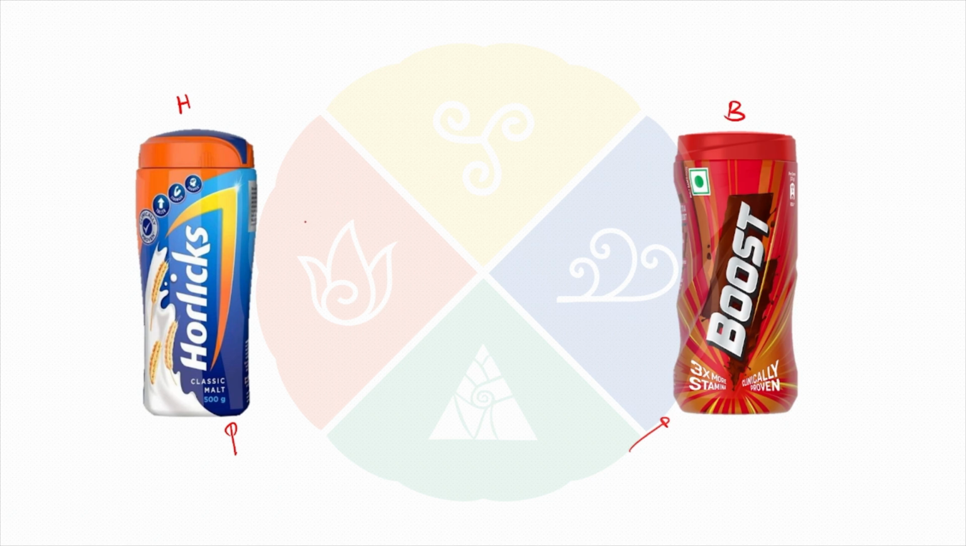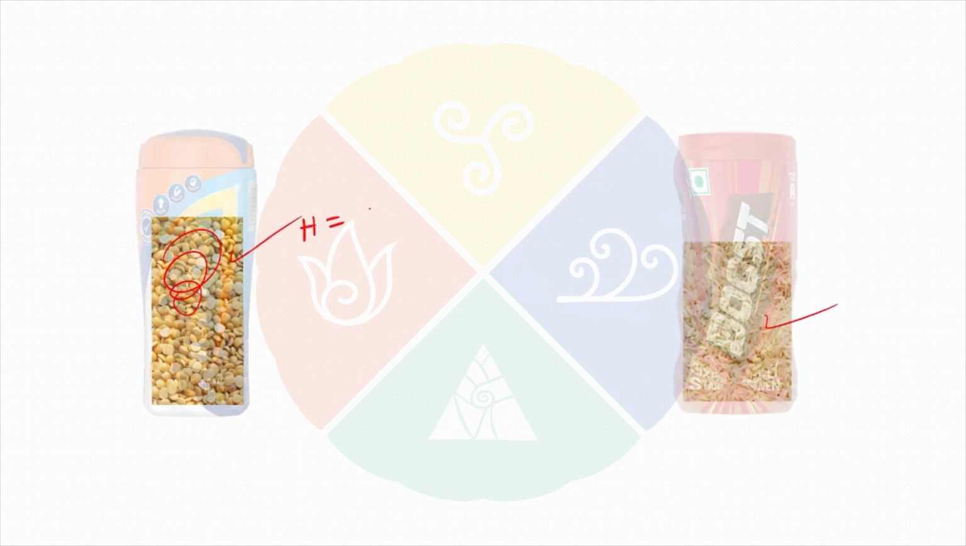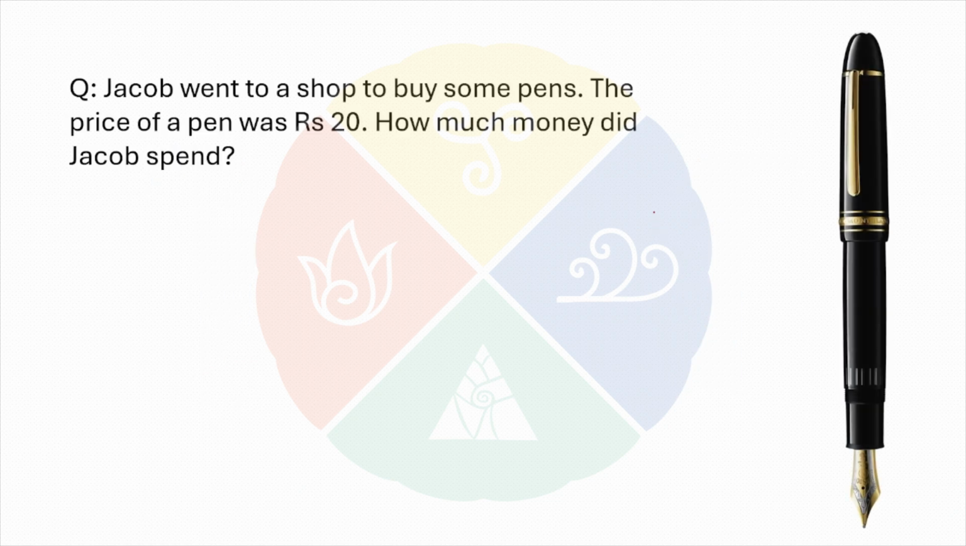And you can say that at this moment, the Horlicks bottle is having dal inside it, and the Boost bottle is having rice inside it. Tomorrow, if you remove this rice and put sugar in it, then it will be having sugar in it. Absolutely, that's all. Now read this question and figure out what is the variable in this question.